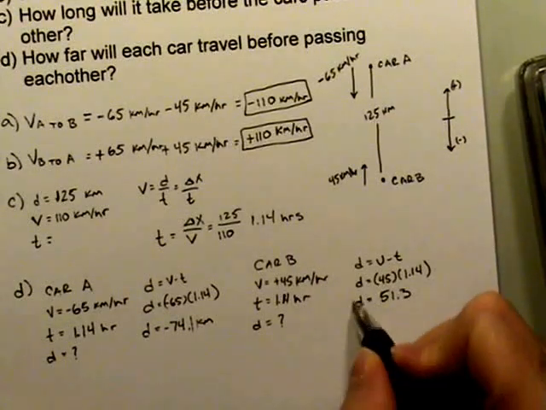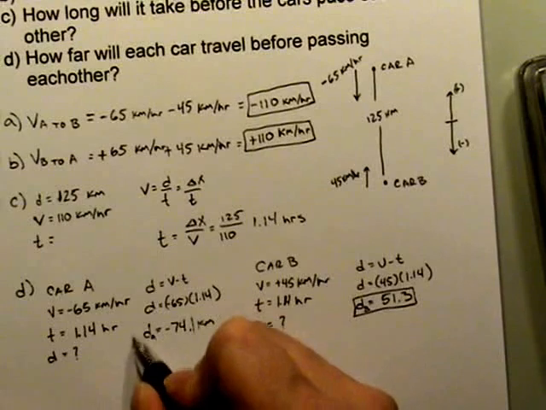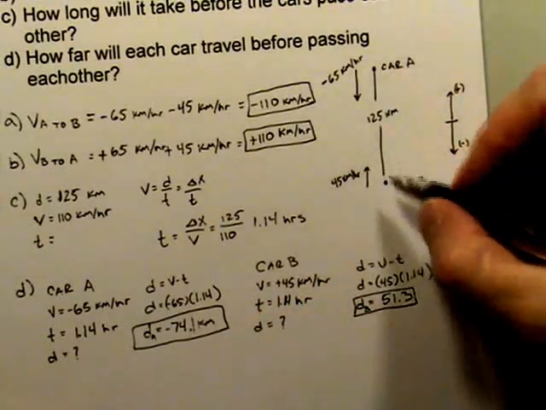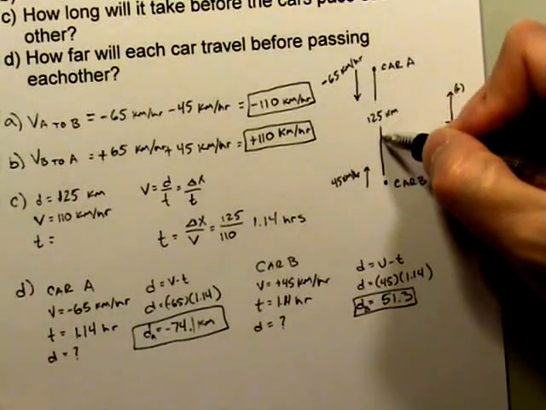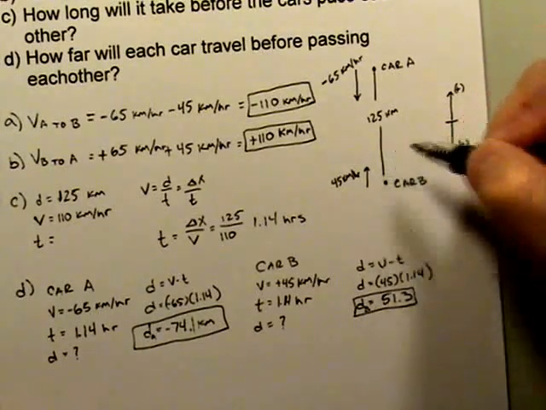So this is the distance that car B is going to travel. Let me say DB, and this is DA, the distance that car A will travel before they pass each other. And then I could determine that the passing point is somewhere here, about 74 kilometers away from where car A started, and about 51 kilometers away from where car B started.